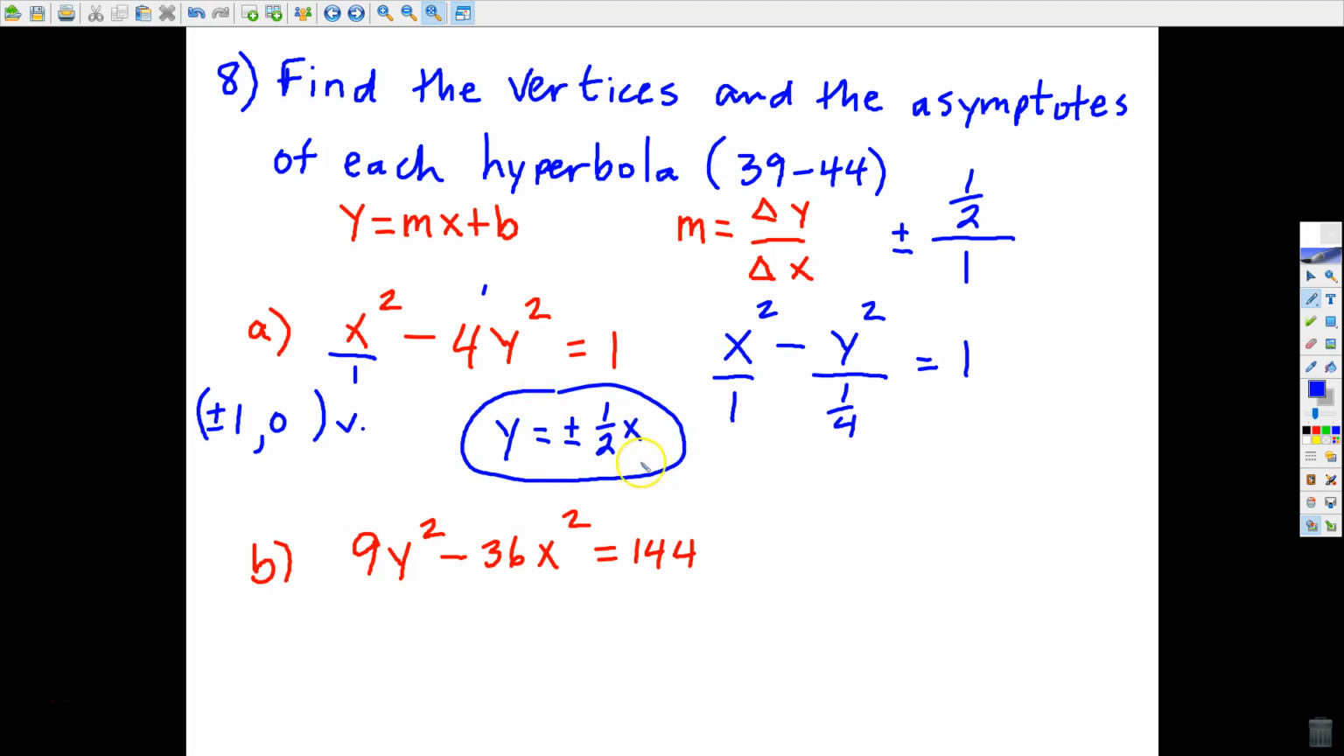Okay, now that we've seen one, let's try another one. This one is not in standard form because it doesn't equal 1, so I need to divide by 144 all the way across. I'm going to get y squared divided by 16 minus x squared divided by 4 is equal to 1. All right, so x squared and y squared have coefficients of 1. The equation equals 1.